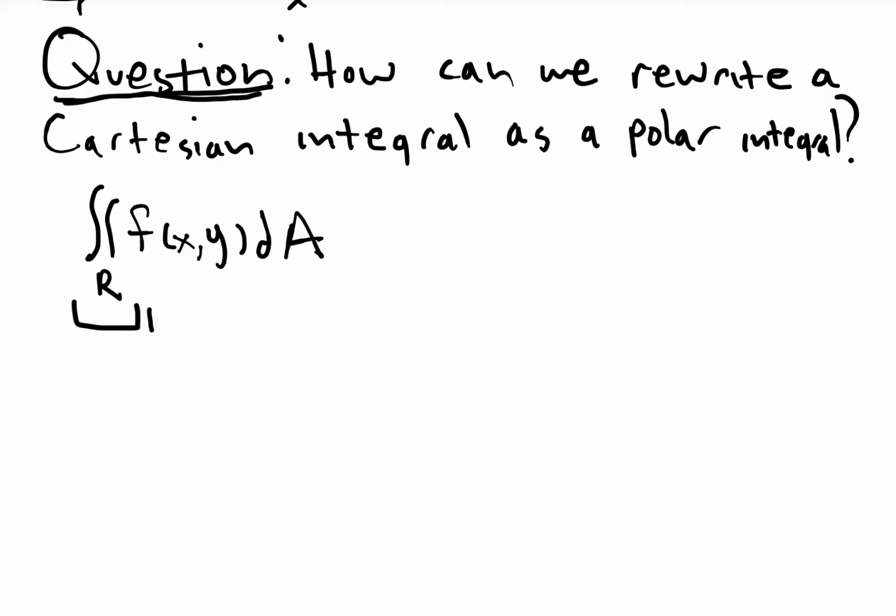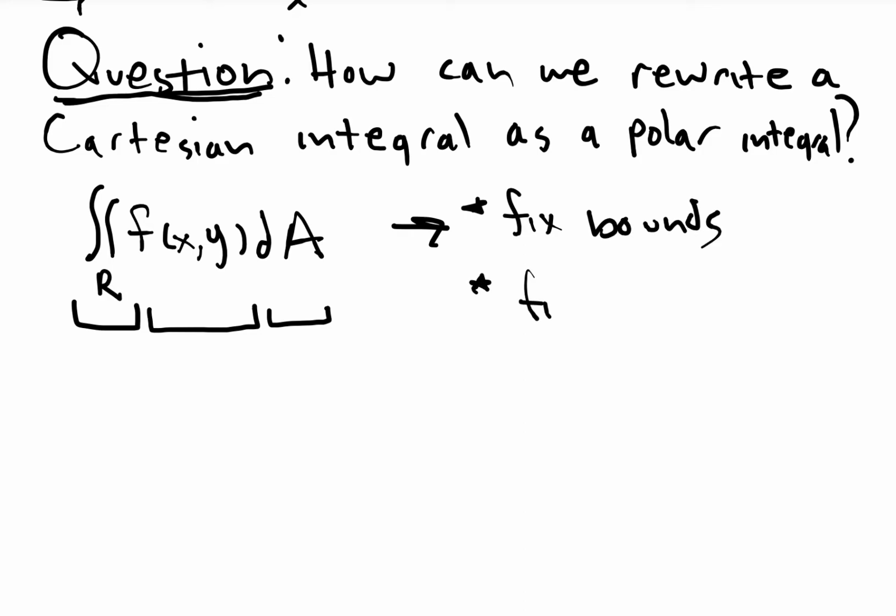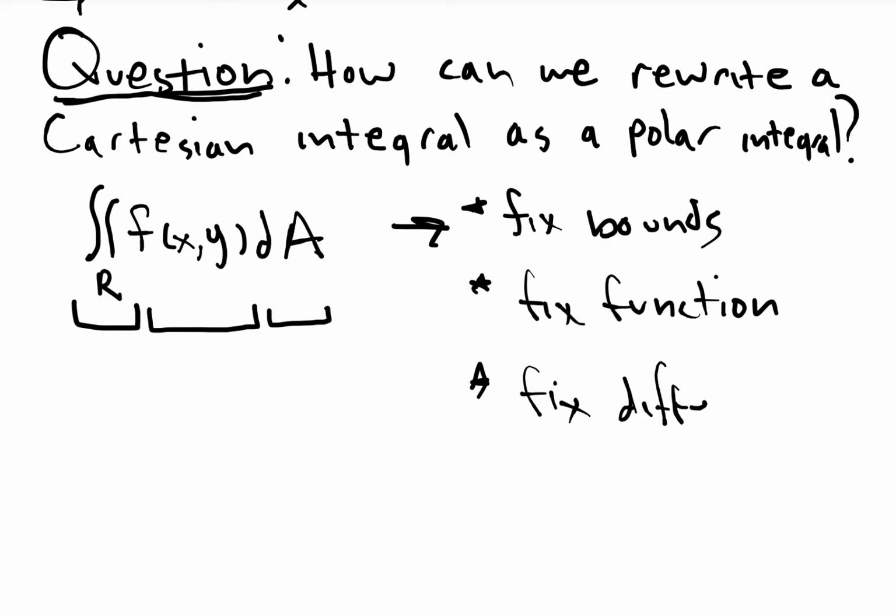Well, that means that there's three things for me to fix here, okay? I've got my bounds, and I've got my function, and I've got my differential, right? So the three pieces that I want to break this into are: I am going to want to fix my bounds. I'll say that one more time. I am going to want to fix my function, that f of x y that I had, and I'm going to want to fix this differential that appears on the end. Those are the three pieces that I am going to worry about: bounds, function, differential.